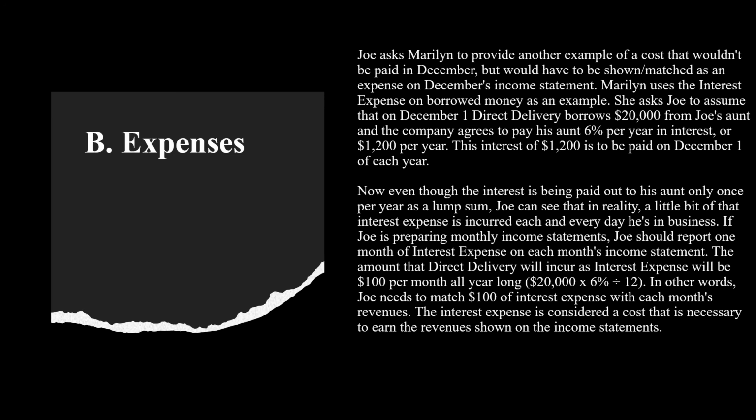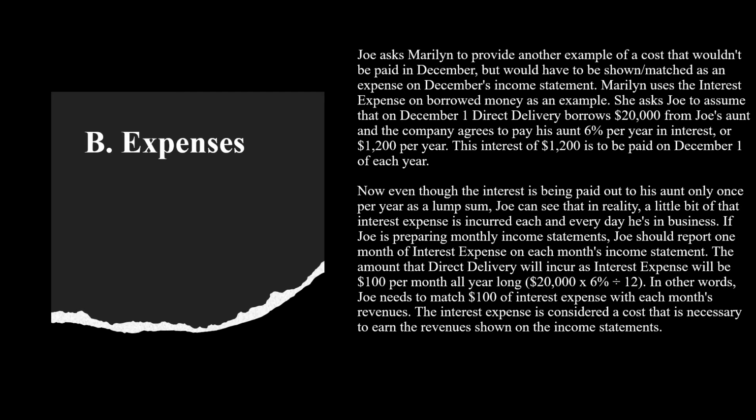Joe asks Marilyn to provide another example of a cost that wouldn't be paid in December, but would have to be shown and matched as an expense on December's income statement. Marilyn uses the interest expense on borrowed money as an example. She asks Joe to assume that on December 1st direct delivery borrows $20,000 from Joe's aunt, and the company agrees to pay his aunt 6% per year in interest, or $1,200 per year. This interest of $1,200 is to be paid on December 1st of each year.